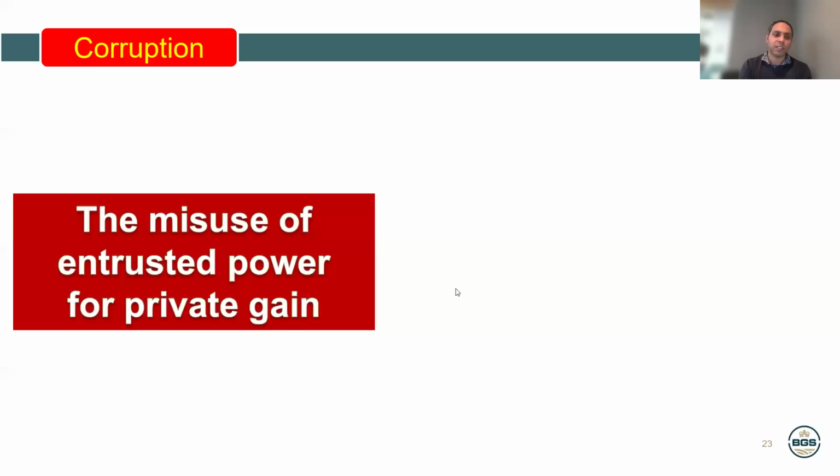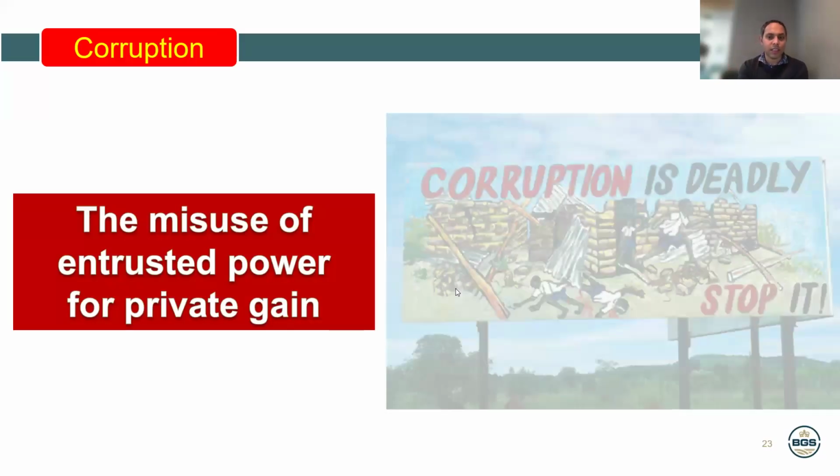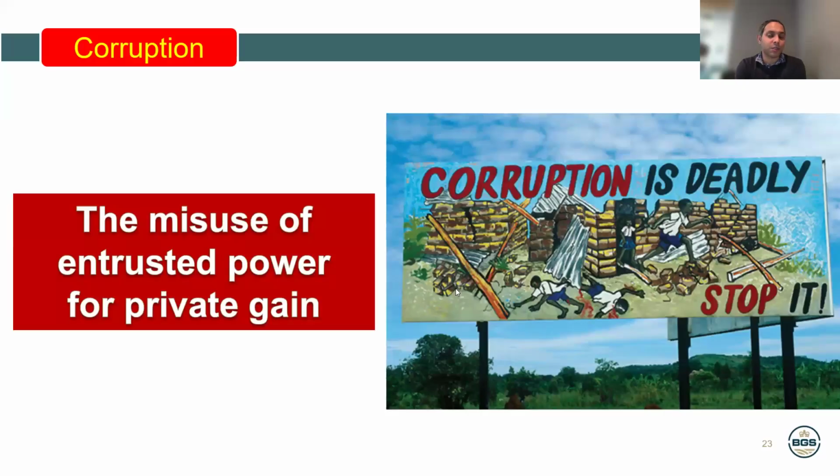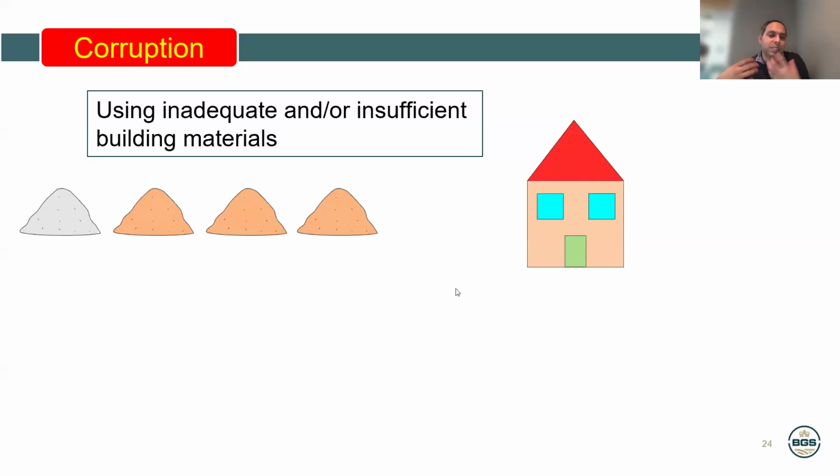Corruption, the third horseman. To define this, what we mean by that is simple: the misuse of entrusted power for private gain. I've trusted you to do something, and you have abused that trust. And it's not rocket science, you don't need me to tell you that corruption is deadly. But what does corruption mean when it comes to earthquakes?